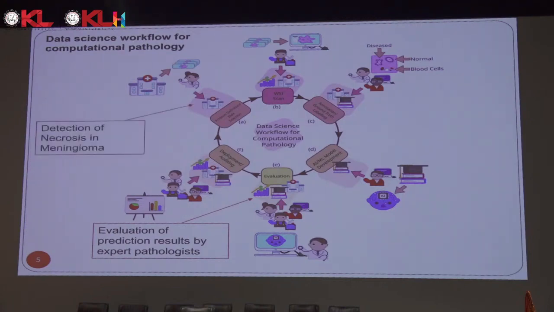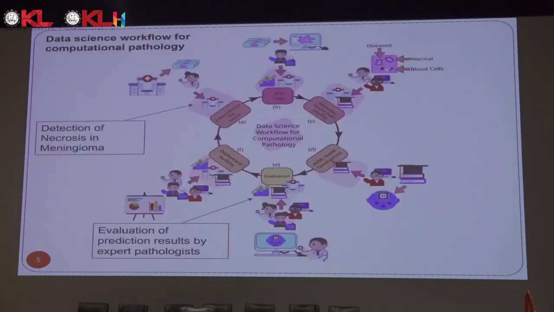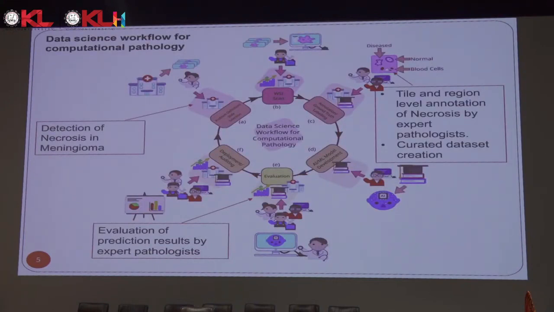So in this workflow, we have done work on one thread of the whole workflow. We have done work on detection of necrosis in meningioma, a type of malignancy of the human brain. So we are trying to get a thread out of this whole process. We have done scanning and tile and region level annotation of necrosis by expert pathologists. After this, we have created a curated data set. Open source data sets do not mean anything until they are validated by experts. That's what we mean by curated data sets.